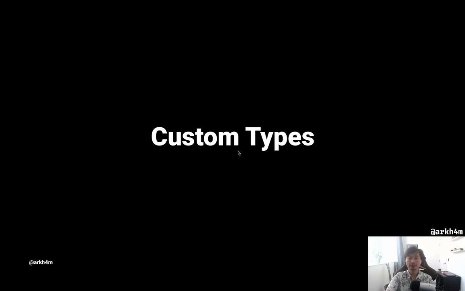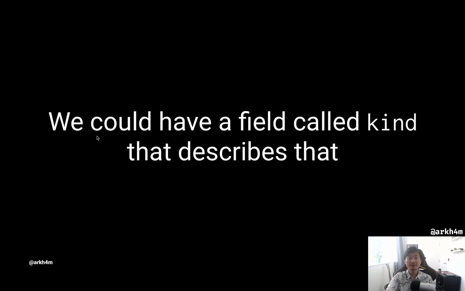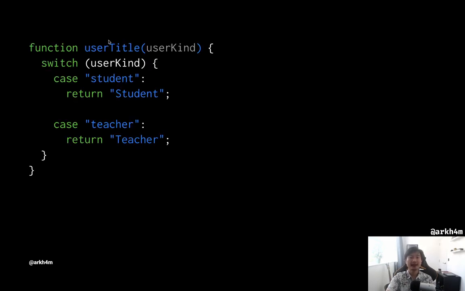We just saw maybe, which is a sort of default type, but you can also define your own types. For example, if we imagine we have two kinds of users in our system, students and teachers, we could have a field called kind that describes that, right? So we could write the user title, and in the case it's a student, I return student. In the case it's a teacher, I return teacher, right?